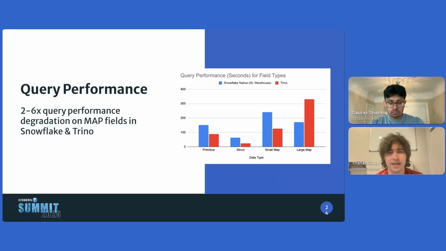But then again, we got some requests from users saying some of my queries are actually running very, very slowly. We see a 2 to 6 times degradation. And we looked into this, and in all these cases, this was when a user was trying to query a large map. So this would be a field with maybe hundreds of key value pairs. And we had to look into why this is happening and how we could resolve this.